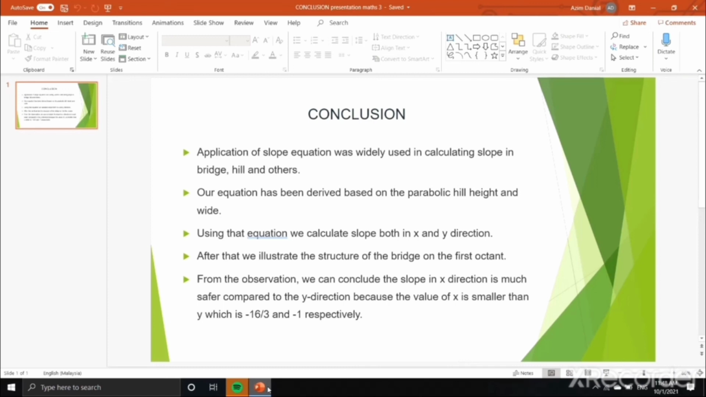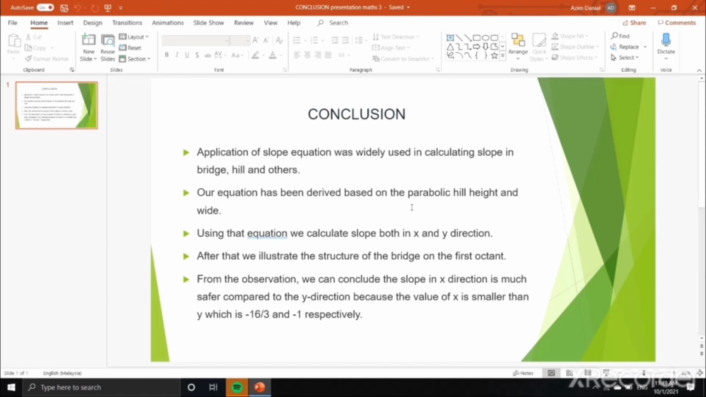So today I would like to present the last section of our report, which is the conclusion. For the conclusion, the application of slope equations is widely used in calculating slope in bridges, hills, and others. Our equation has been derived based on the parabolic hill height and width, which is 16 meters and 6 meters respectively. Using the information, we use the point (0, 16) as a vertex and point (3, 8), which we obtain from the height and the center of the bridge.